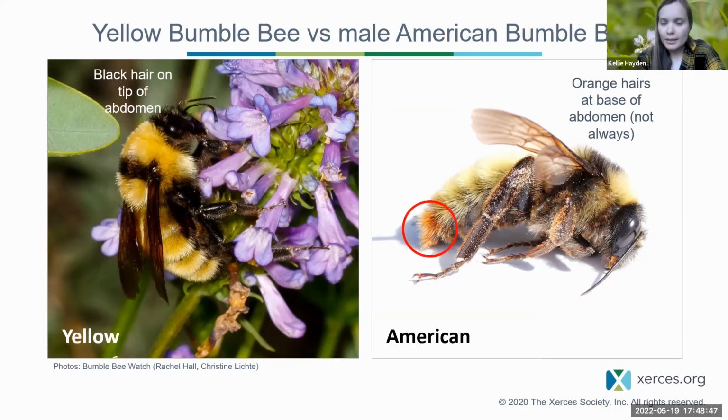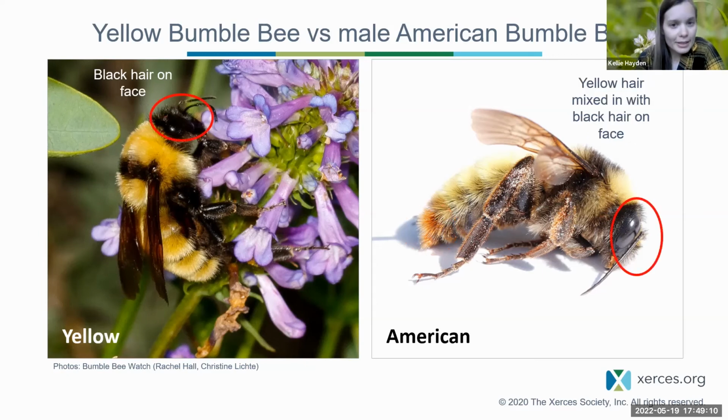And then another defining characteristic is that there will be orange hairs at the tip of the abdomen. It's not always there in male American bumblebees. It's kind of variable, but usually I found that there are at least a few orange hairs there. Another defining characteristic, you kind of get that cloudy look on their face as well. They will have the yellow hairs mixed in with the black hairs for American bumblebee males, versus Bombus Mixtus will just have that really nice all black hairs.